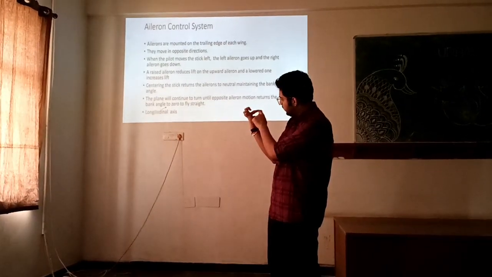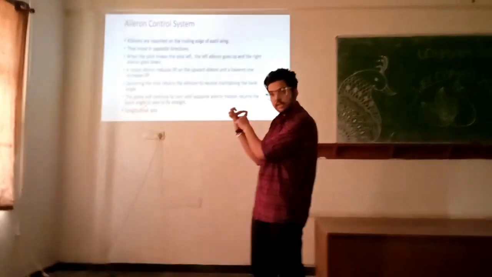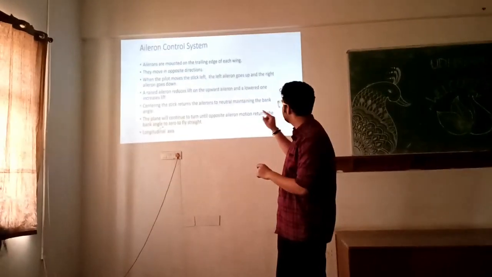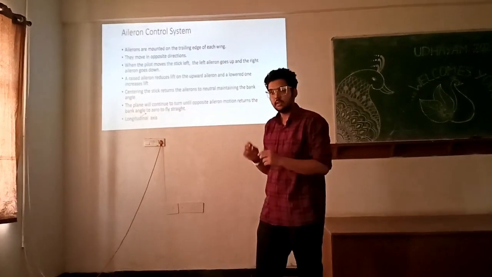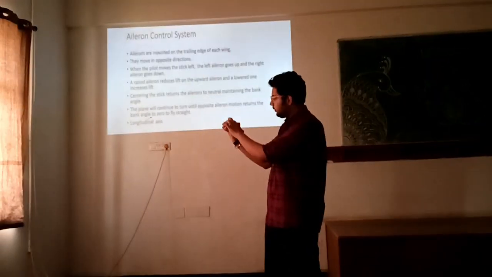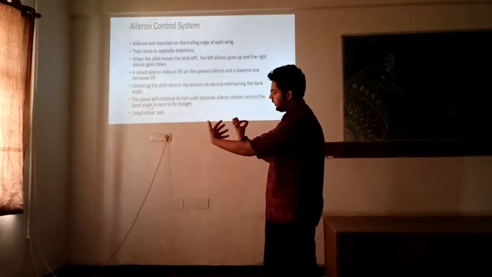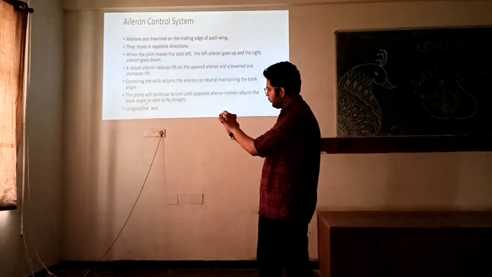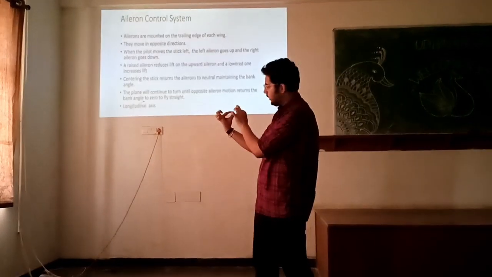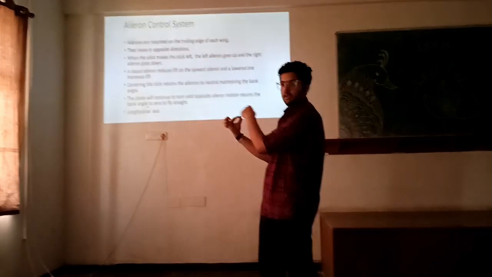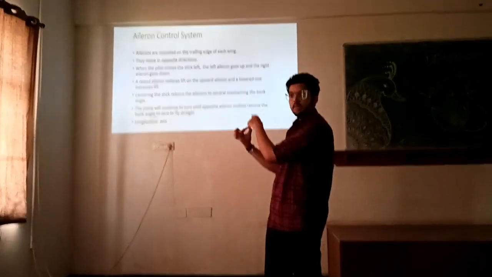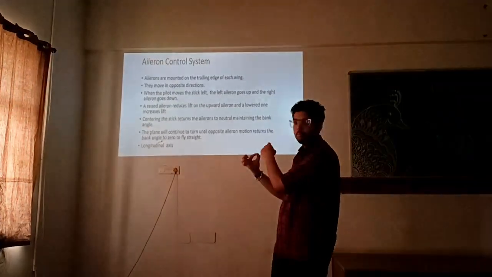Here you can see that this is the trailing edge, and this is the leading edge, and this is the trailing edge. The trailing edge will be the end one, and the air will move like this. For example, the air is coming here, and it will move over the aileron, and it will produce some swirls, or you can say a whirlpool.